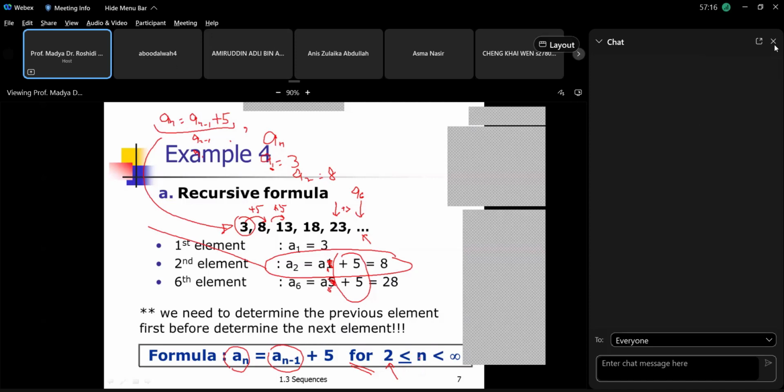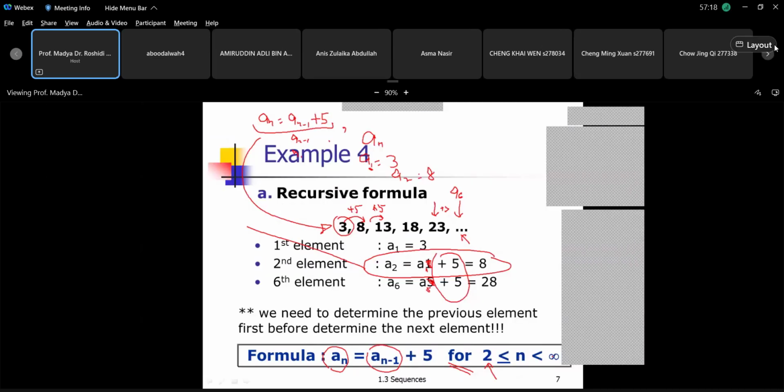Less than or equal to, and less than infinity. Okay, how do we get this kind of range? It represents two variables involved. Here, less than and less than is a standard, but in order to put either equal or not equal, it depends. If we know the starting point is here, 3, we put equal.